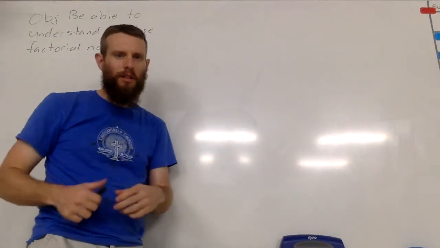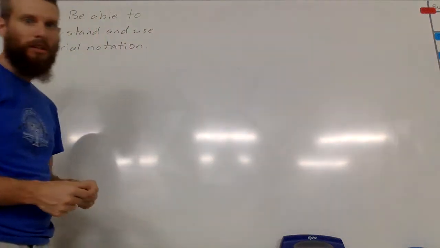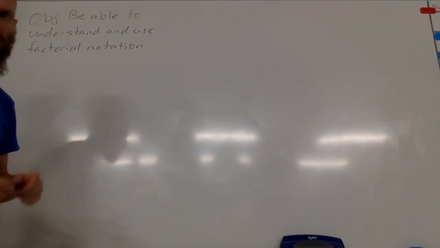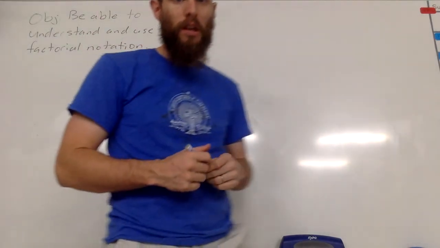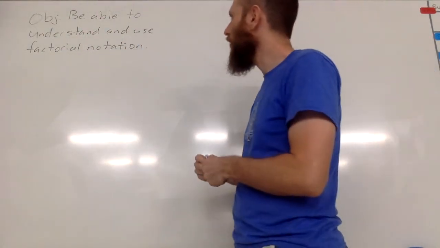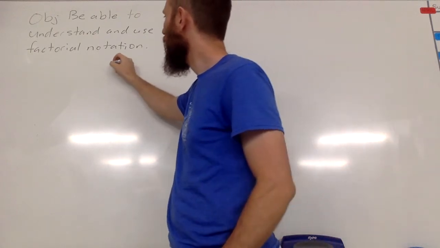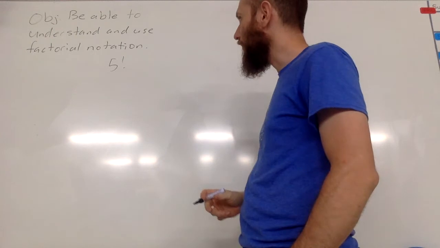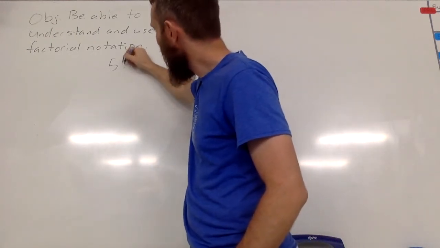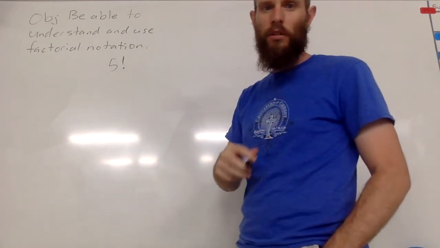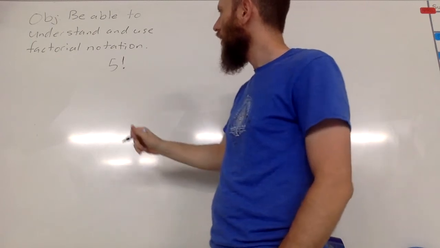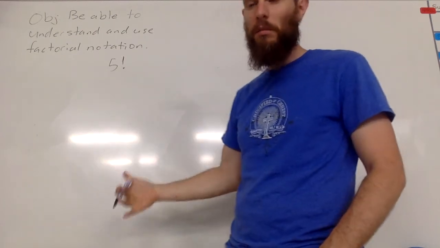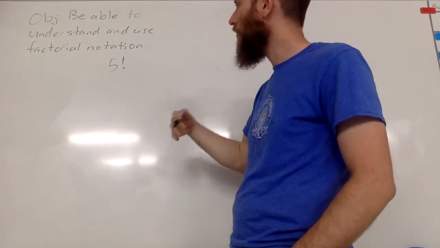Okay, in this video, the objective is to be able to understand and use factorial notation. Basically, factorial notation looks like a number with an exclamation point. This exclamation point is the factorial notation, and it means basically the sum of that number minus 1 and minus 2 and so on.